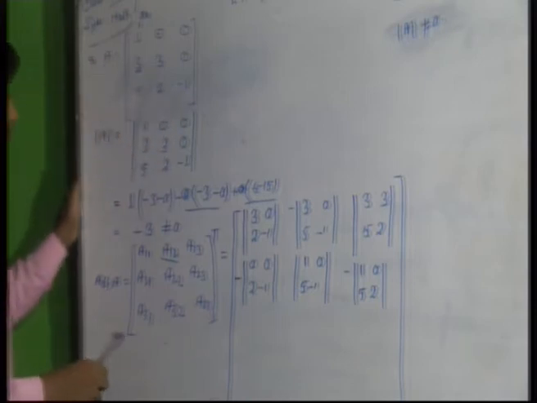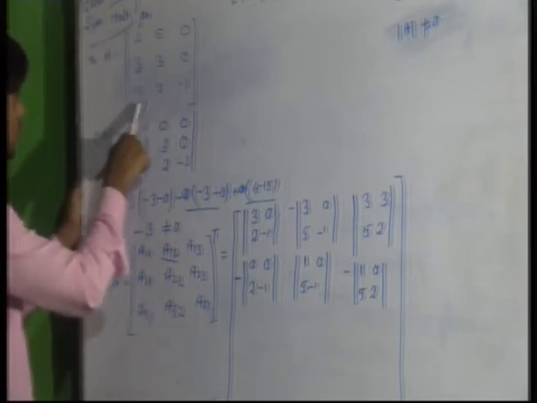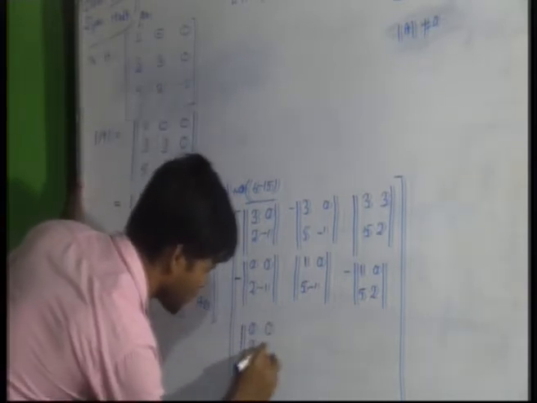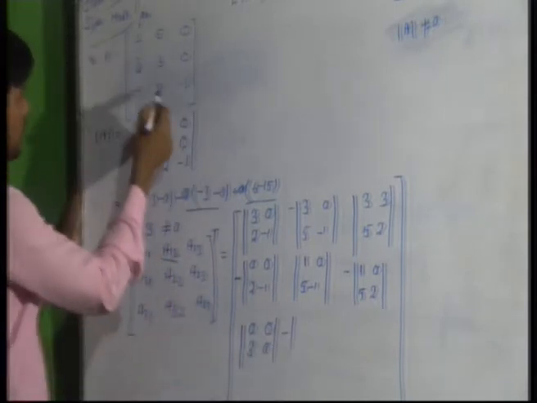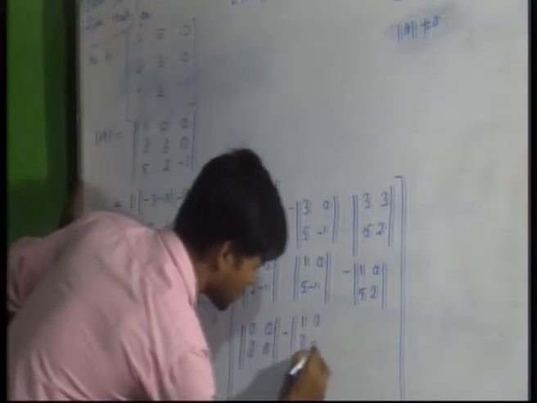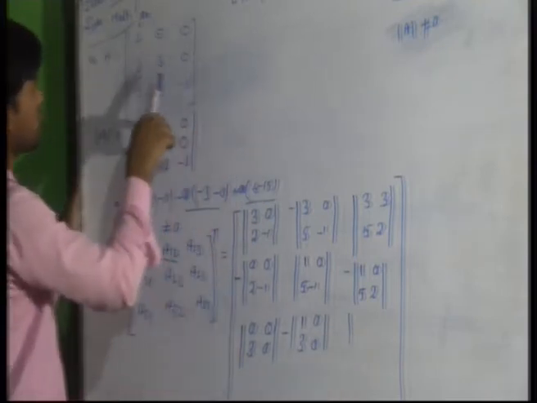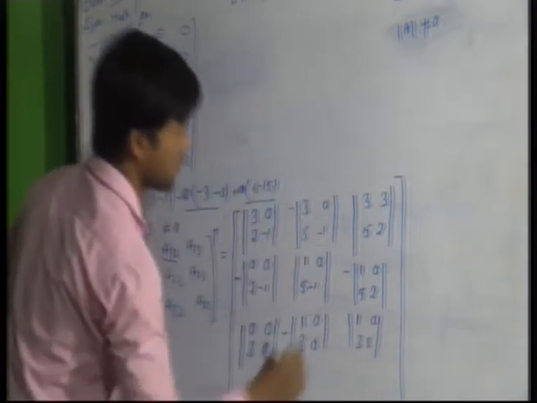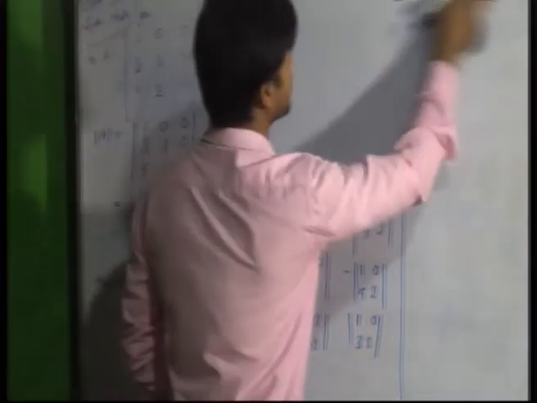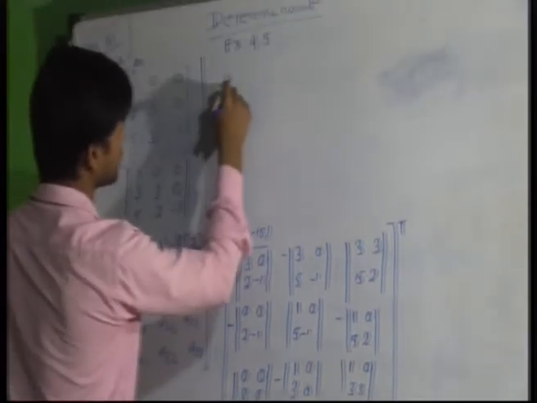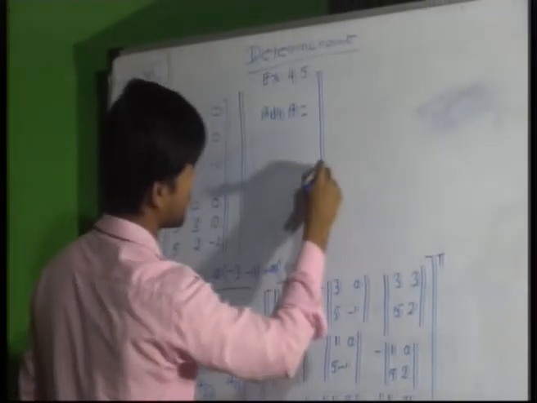Okay, now the last row of the adjoint. So the cofactor corresponding to this element is 0 0, 3 0. The cofactor corresponding to this element is 1 3, 0 0. And the cofactor corresponding to this element is 1 0, 3 3. And whole transpose. Clear? Okay, due to lack of space I'm calculating here. So adjoint of A is equal to, now do the calculation.